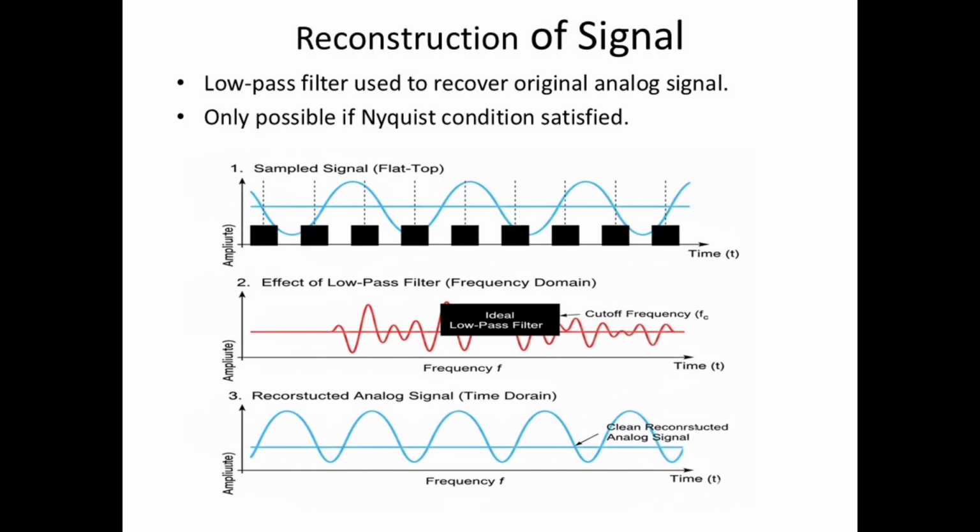After sampling, we reconstruct the original signal using a low pass filter. This reconstruction is only possible when the sampling theorem conditions are satisfied. So, accurate reconstruction depends on proper sampling.